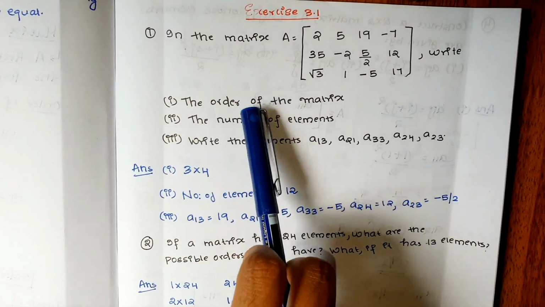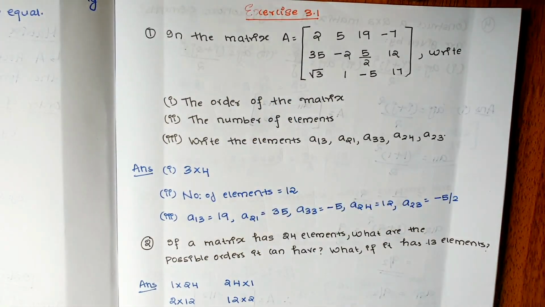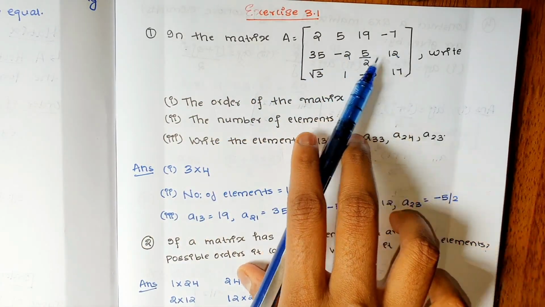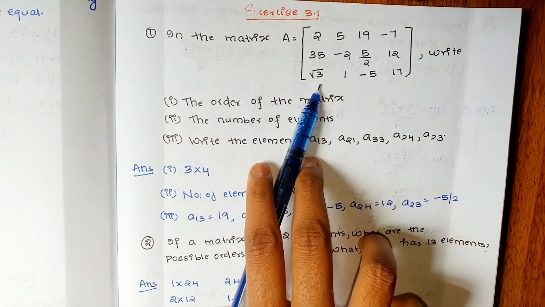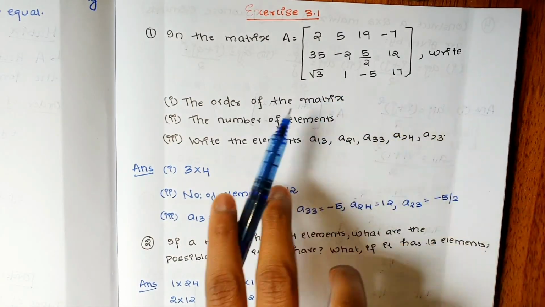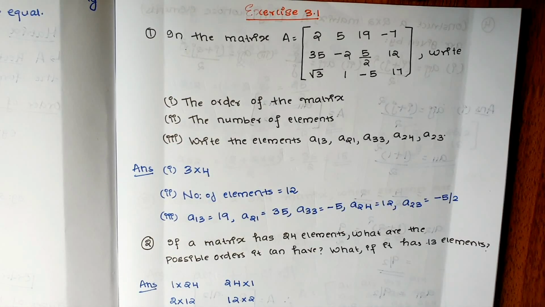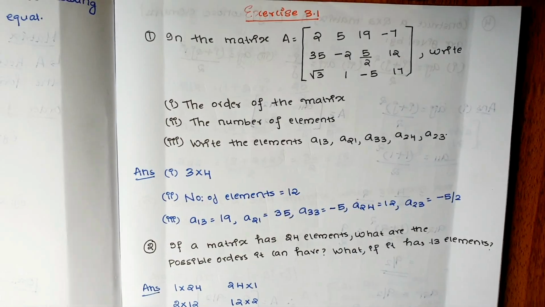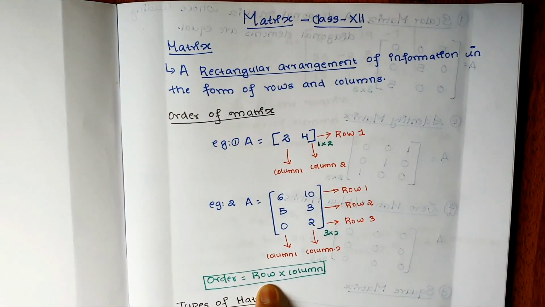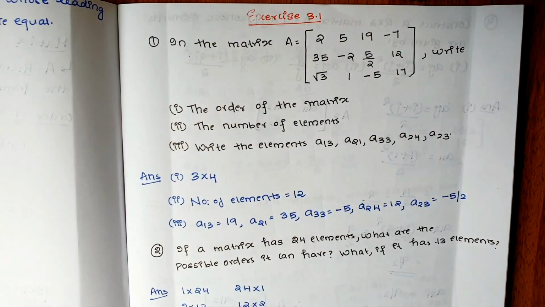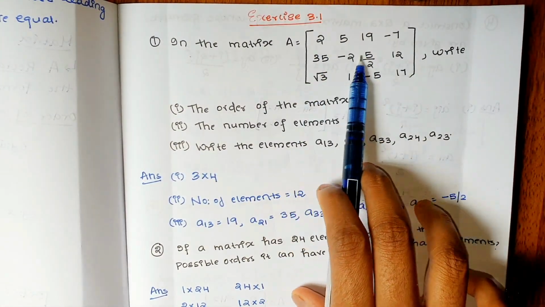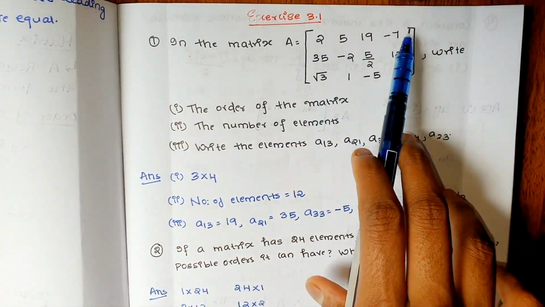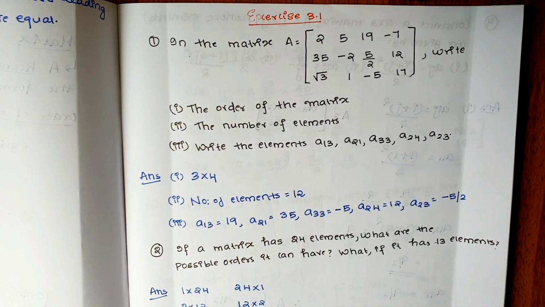Now students, we can move on to the first exercise. Exercise 3.1. The first question. In the matrix A is equal to 2, 5, 19, minus 7, 35, minus 2, 5 by 2, 12, root 3, 1, minus 5, 17. Write the order of the matrix. How can we write the order of this matrix? I already told you. Order of the matrix is equal to row into column. So here, how many rows does it have? 1, 2, 3. So 3 by columns 1, 2, 3, 4. So 3 by 4 is the order of this matrix.